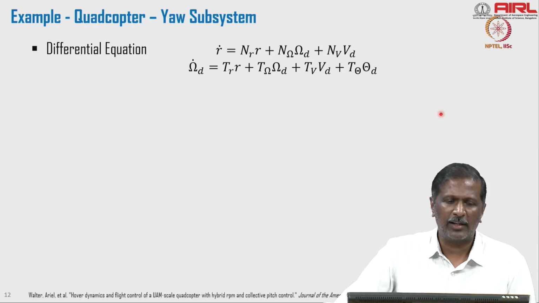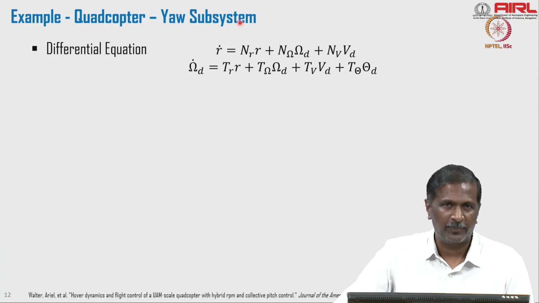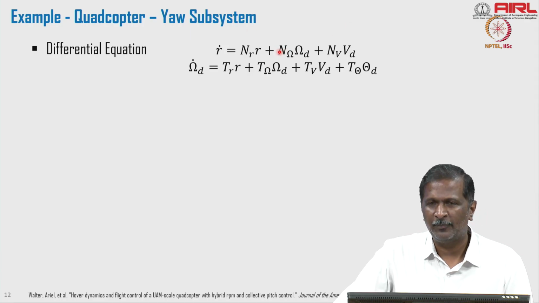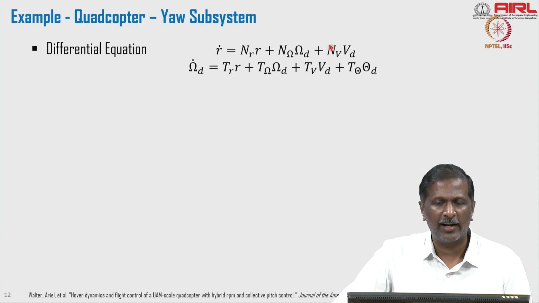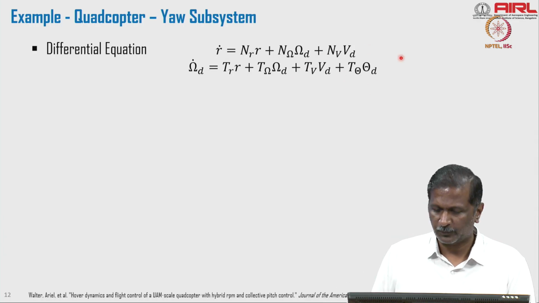Now, let us look at our yaw subsystem again. If you remember, in the transient response we talked about linear approximation at the equilibrium point, and how to derive this yaw subsystem. The differential equation can be represented as: r dot, where r is yaw rate, equals Nr r plus N omega omega d plus Nv vd, and omega d dot is equal to Tr r plus T omega omega d plus Tv vd plus T theta theta d.